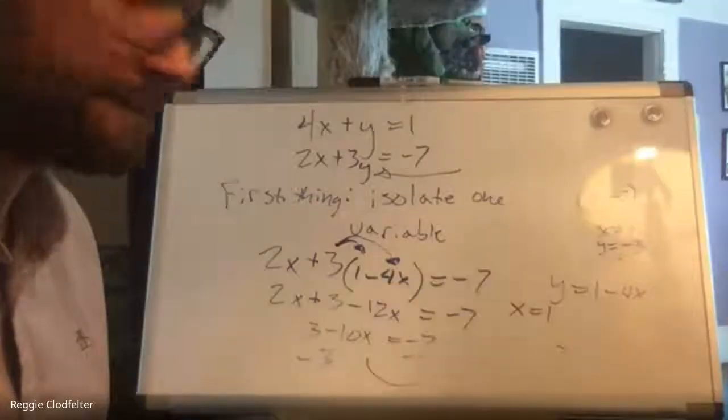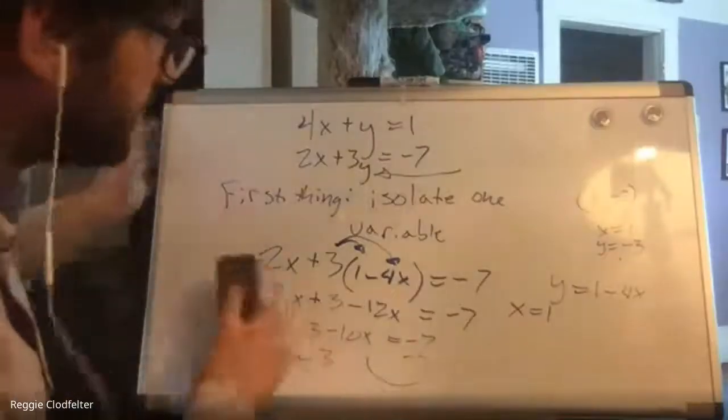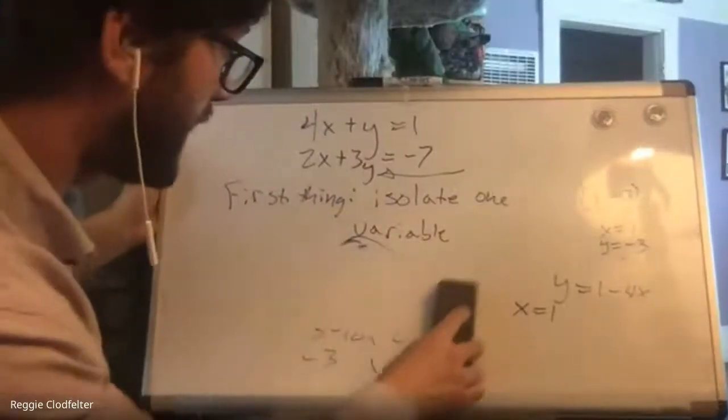Wait, Reggie? Yes. Wouldn't it be negative 2x minus 12x equals negative 10x? And then, so it's negative 7 plus... Oh, okay, never mind. You got it? Yeah, I thought it was positive 7, that's why. Okay, no worries. So I am going to erase this.